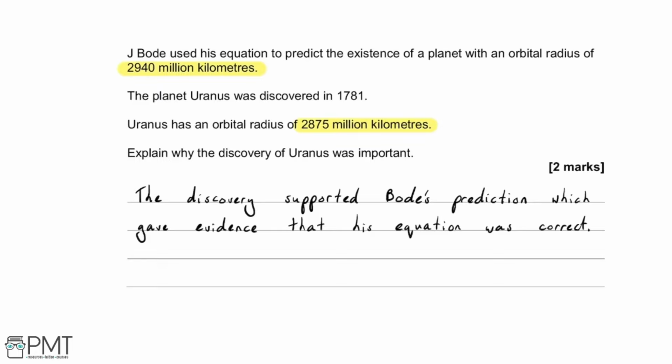So your first mark is that it supported Bode's prediction. Second mark is that it gave evidence that the equation was correct or true or accurate or however you want to phrase it. And that's the end of that question.